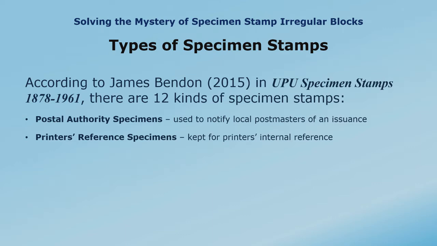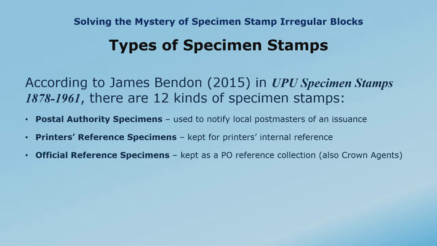Printers' reference specimens are kept by the printers for their own internal reference. All postage stamp printers kept archives, and the reference material inside is a printer's reference specimen. Official reference specimens are kept in the postal reference collection, also by the Crown Agents when it came to the British Empire.